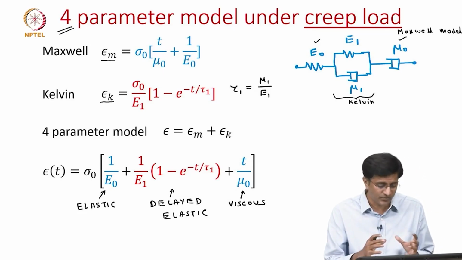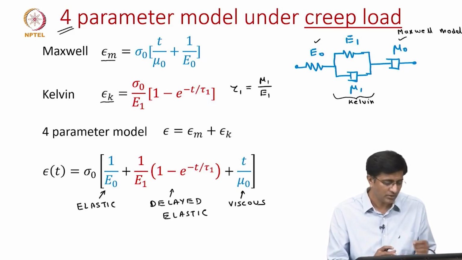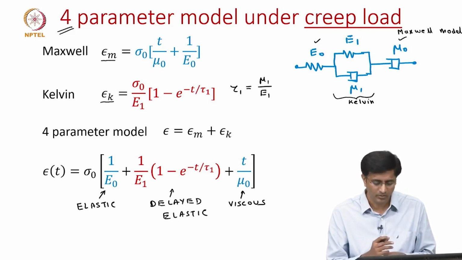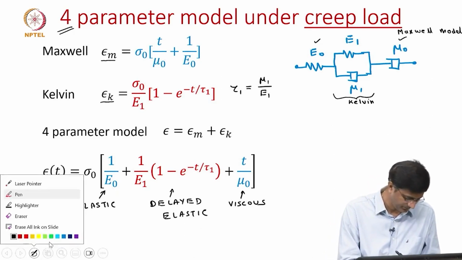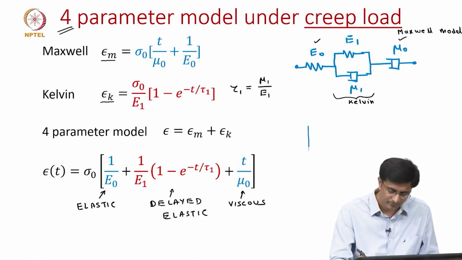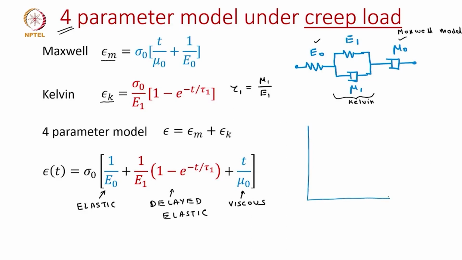So, now we have a physical interpretation of each of these terms in the creep response of the 4 parameter model, but let us try to visualize how the creep response is. So, here we are looking at how the strain varies with time. We said at time t equal to 0 there is an instantaneous response coming from the first term. Let us say that value is sigma naught by E naught. So, this is the instantaneous strain because of the creep load.